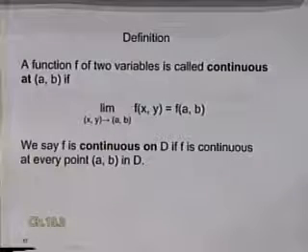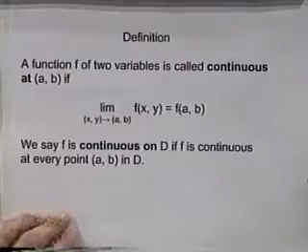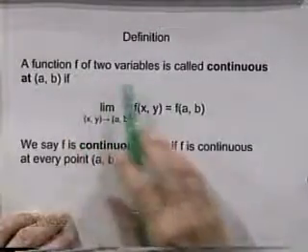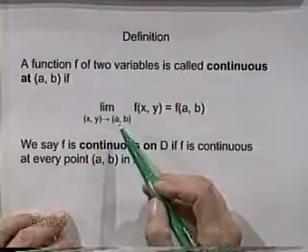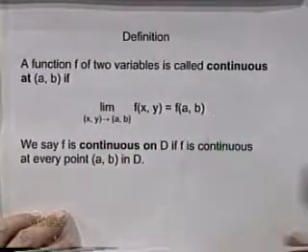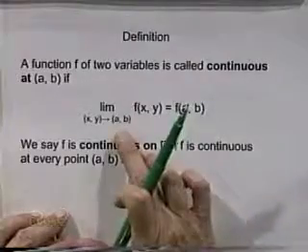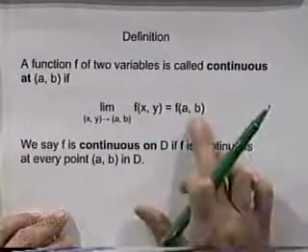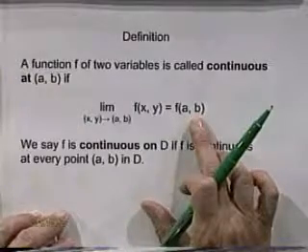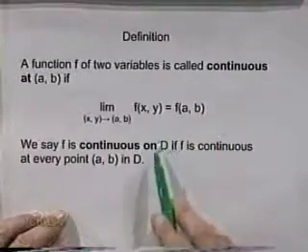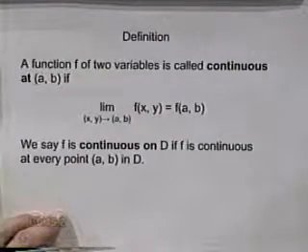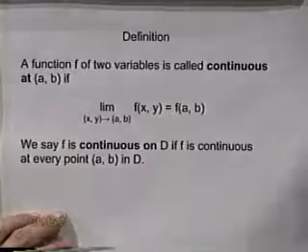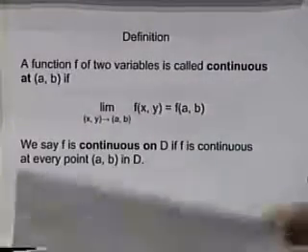Back in Calc 1, no matter who you had for Calc 1, I'm sure you talked about continuous functions. So let's just go over the definition. A function f of two variables is called continuous at (a, b) if the limit as (x, y) approaches (a, b) of f(x, y) equals f(a, b). If you had me, you remember I used to say, you're continuous at (a, b) if the limit is equal to what you get when you play plug-in. We say f is continuous on its entire domain if f is continuous at every point (a, b) in the domain.